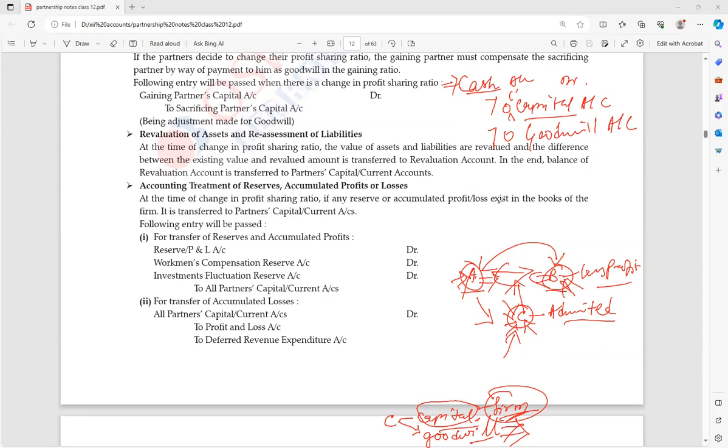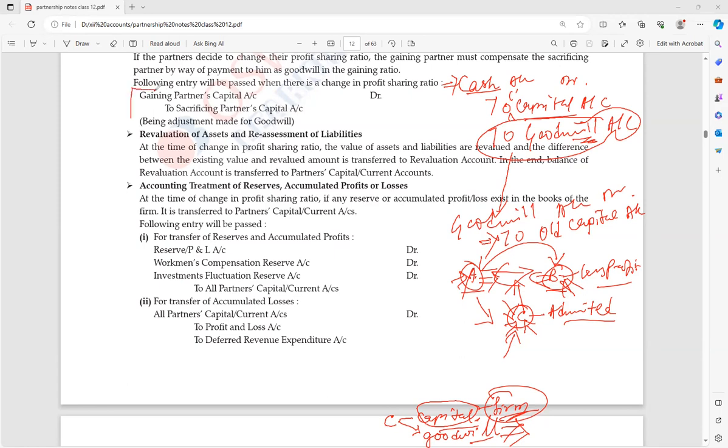Understood the situation? This goodwill is again distributed to whom? To the old partners. Yes, to the old partners. So the second entry, simple: goodwill account debit to old partners' capital accounts, A's capital account or B's capital account, like that. Correct or not? You understood this concept? After that, if they have withdrawn that goodwill, that will be from another point of view. We'll see how to deal with that. Clear? I hope you understood these things.